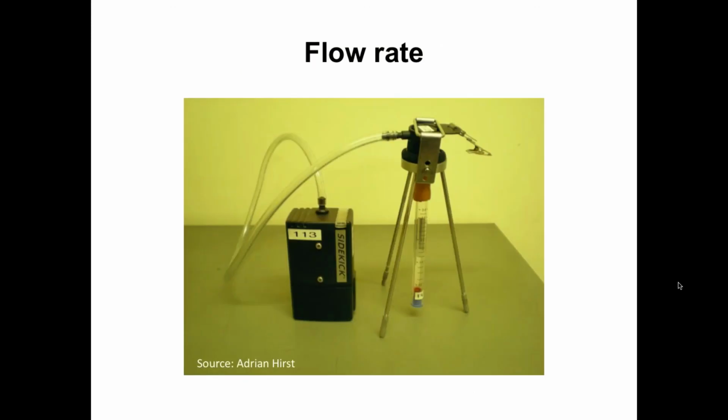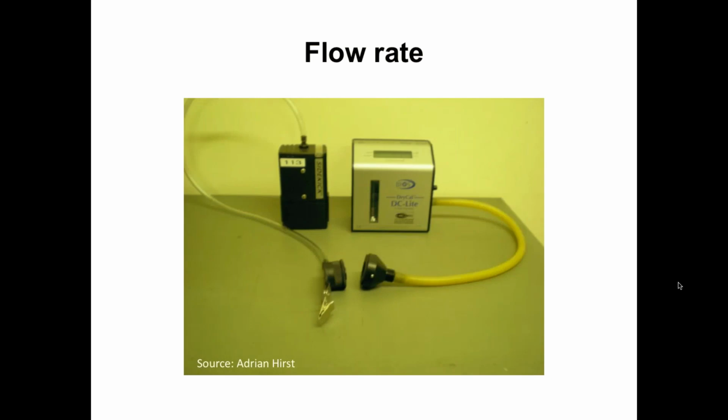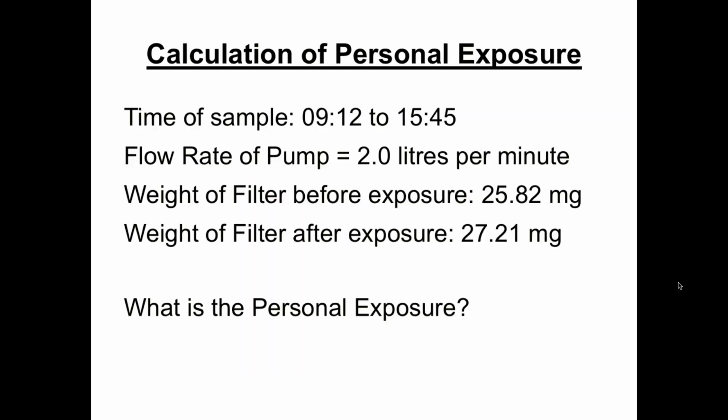Here's a typical one. This in particular is for calibrating the flow rate. They use a rotometer, right? Not the best thing in the world. Here's a more accurate way of measuring the flow rate. In this case, they actually have a cup that goes over the cassette holder.